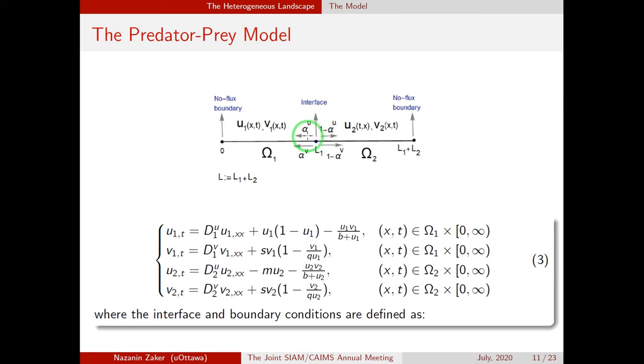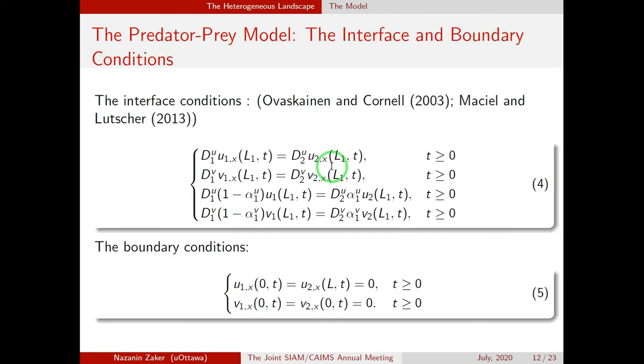Alpha u means that the probability preference for our prey moves to patch 1, and 1 minus alpha u is the probability preference for our prey on patch 2. Similarly, we have these probability preferences for our predator, denoted by alpha v and 1 minus alpha v. And at the interface, we impose a matching condition for population density and flux that were derived from the random walk model by Ovaskainen and Cornell, and studied further by Maciel and Lutscher.